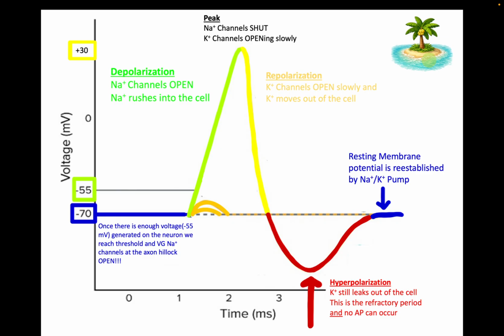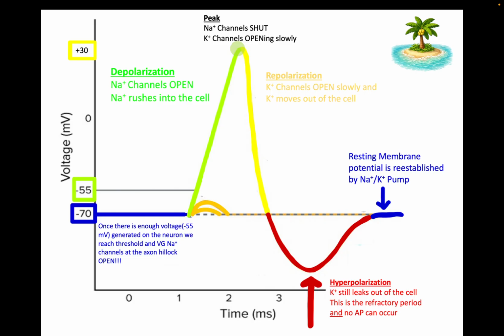Okay, so that's going to keep happening, keep happening, keep happening until we reach about a positive 30 voltage. At that point, those sodium channels are going to snap shut. So no more sodium is moving. That's the peak of our action potential. Then we are going to talk about our potassium channels. At the peak, potassium channels open. There's a bunch of potassium channels on the membrane. Now it's their time to shine.